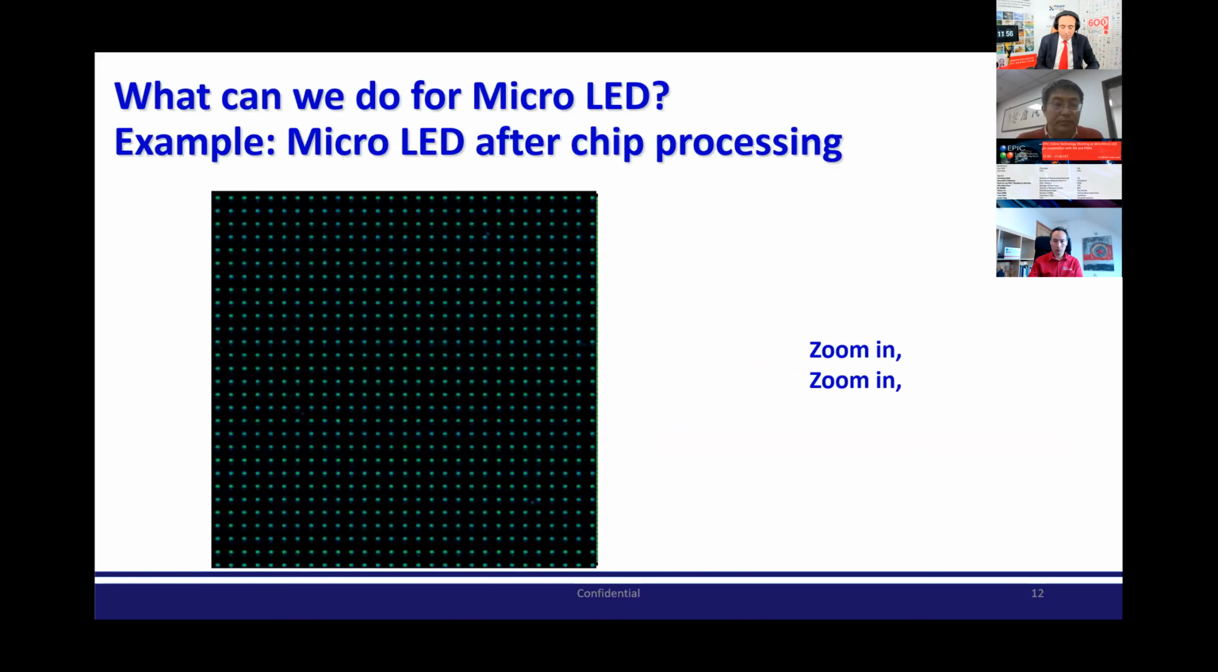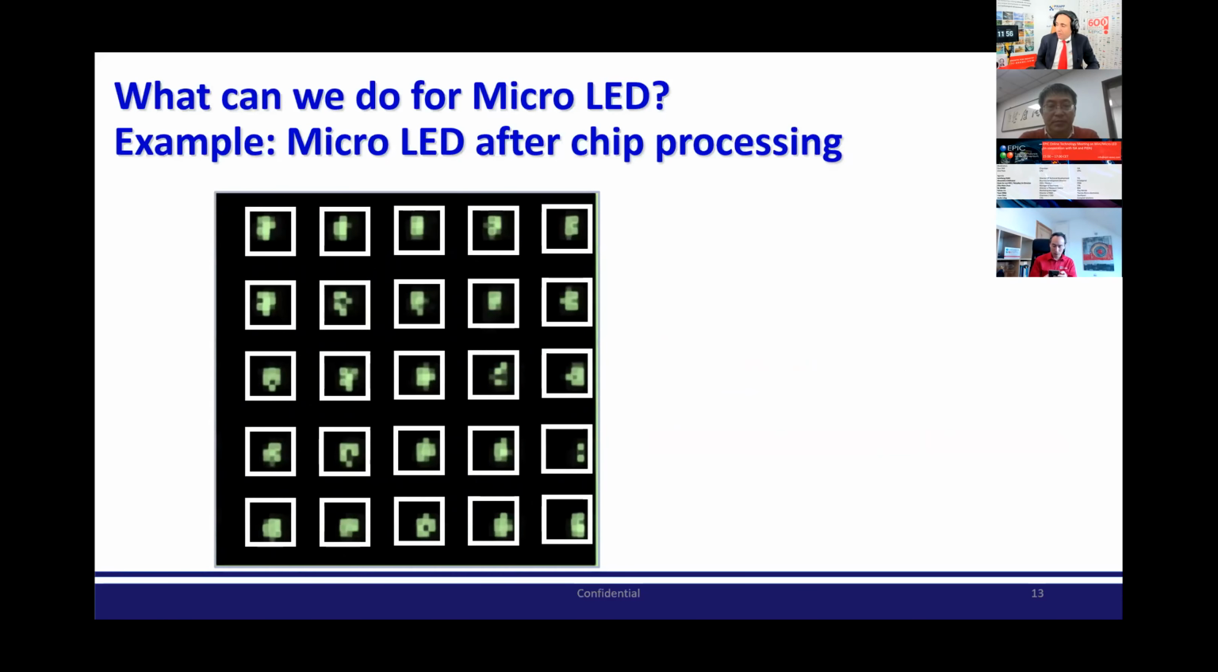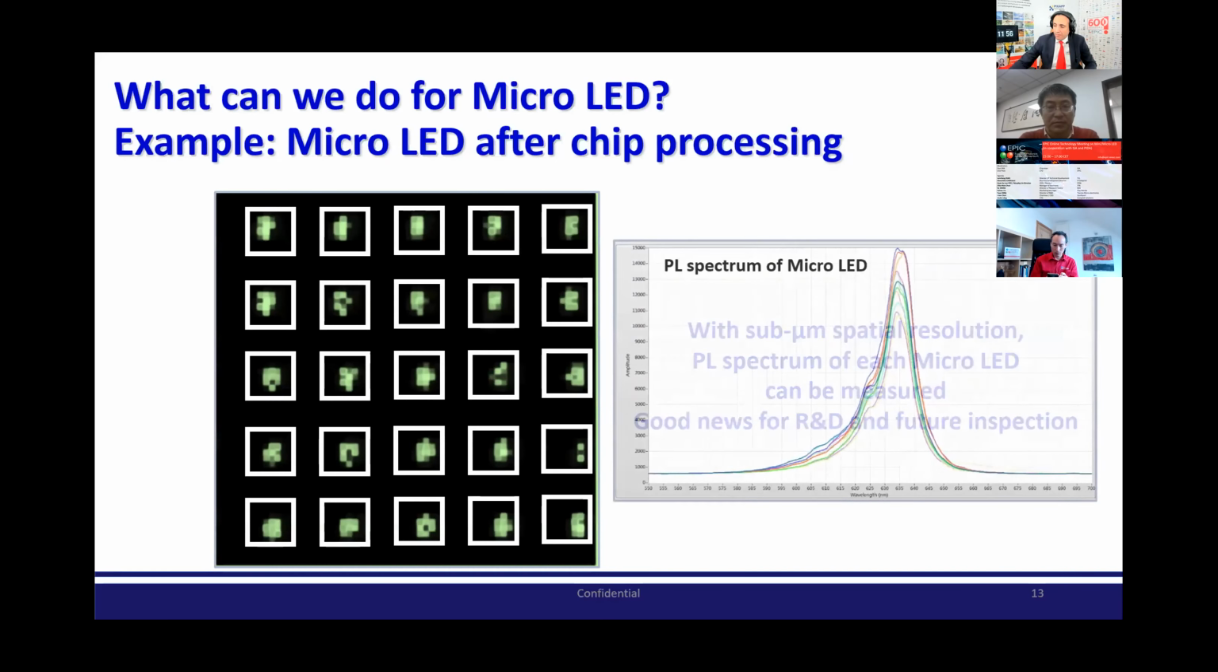If you zoom in again, you can see every PL spectrum and every PL image of each micro LED can be measured. If you keep zooming, because our resolution is really good with submicron spatial resolution, the PL spectrum of each micro LED can be clearly measured. So it's good news for R&D and future inspection. You can see the PL spectrum of each micro LED in the left image.